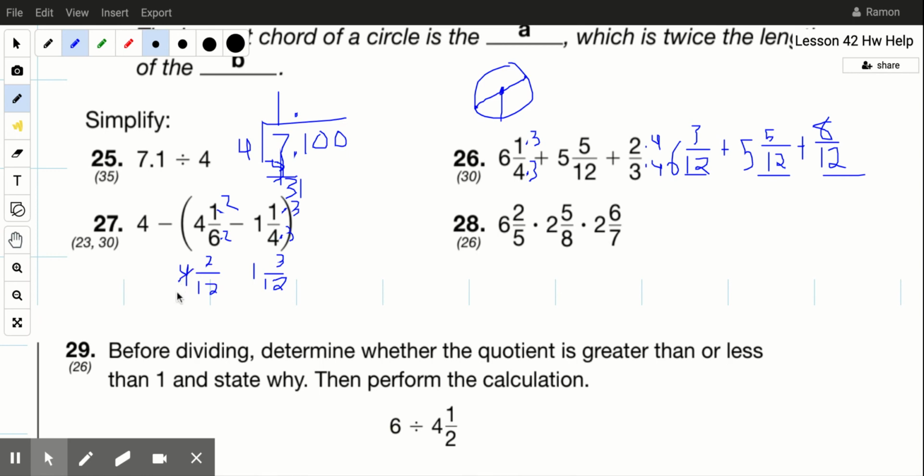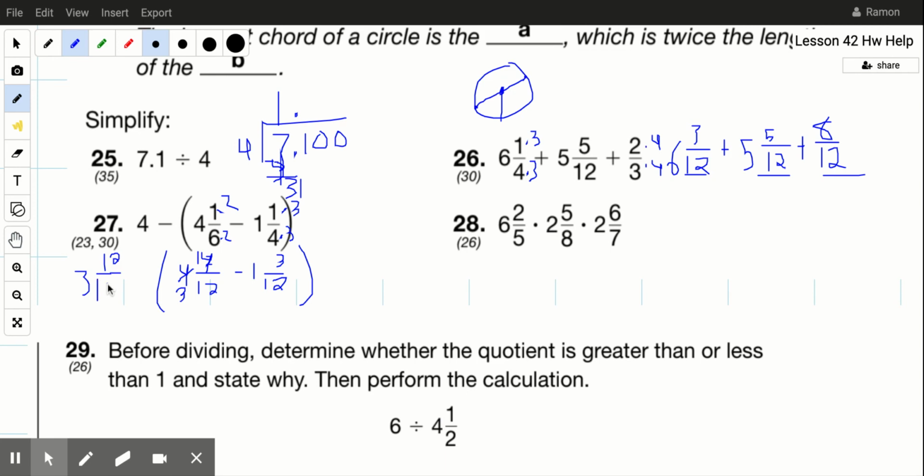So instead of doing anything, well, I mean, I guess we're going to regroup. So this is going to become 3. And it's going to be 12 plus 2, which is 14. And you're still going to subtract these. But now for 4, we're going to regroup it to be 3 and 12 out of 12.